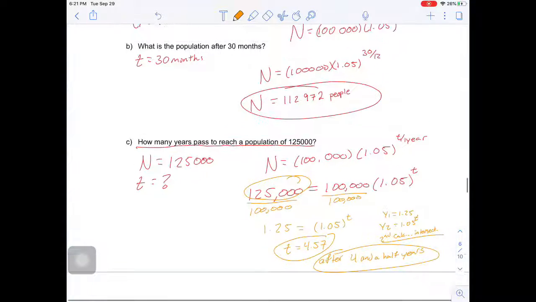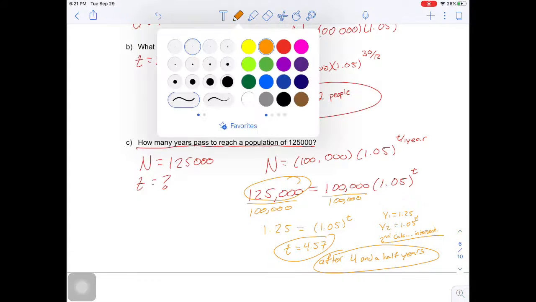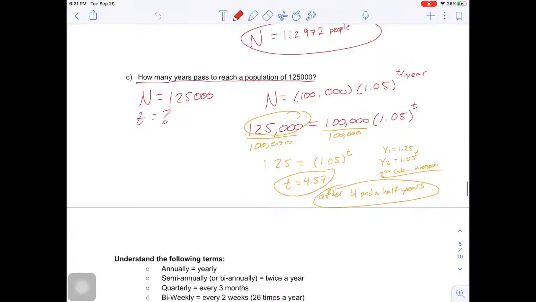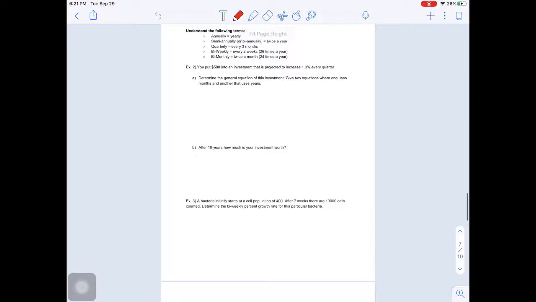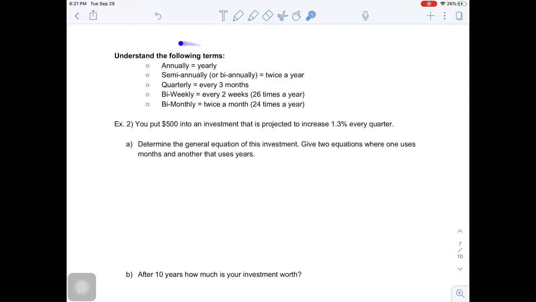If you don't remember how to calculate intersection points, you've got to come talk to your teacher, or watch the video listed to do that. Awesome. So let's move on. Let's go over one more example here. Actually, two. But these are some really important terms you need to know. The word annually means that it happens yearly. Semi-annually or biannually means twice a year. Quarterly is every 3 months.